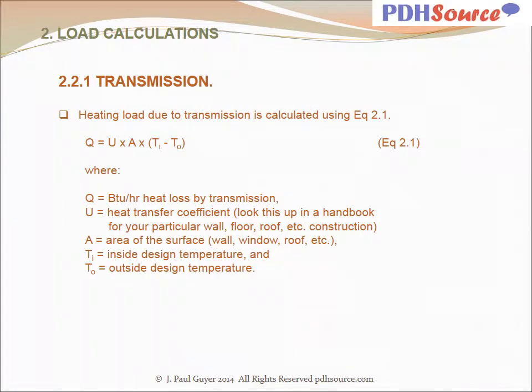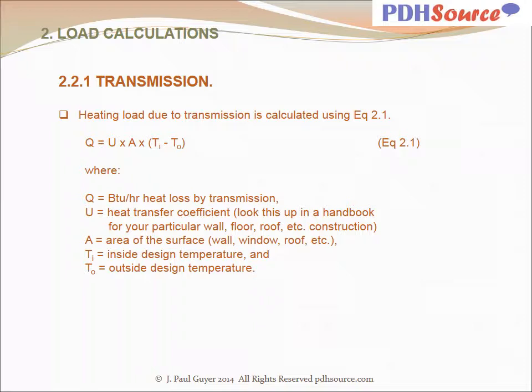Transmission heating load is calculated using equation 2.1. Q is equal to U times A times (TI minus TO). Q is the heating load in BTUs per hour, and BTU stands for British thermal units, and that is the unit of heat that has been used in the HVAC industry for many decades. It was originally defined back in the Industrial Revolution days in the late 1890s in Great Britain.